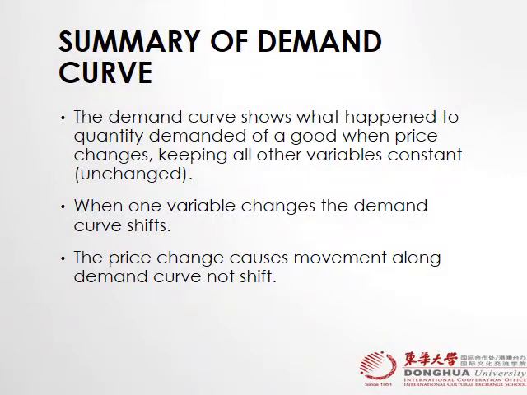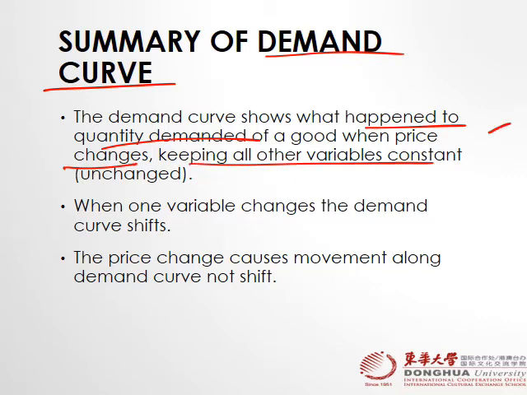Okay, finally we have just completed our demand curve, and the summary is that the demand curve shows what happens to quantity demanded of a good when price changes, keeping all other variables constant. And we discussed one example here, brand loyalty. Even though price rises, even then the quantity demanded increased. So that is an odd case. That's why we say other variables constant.